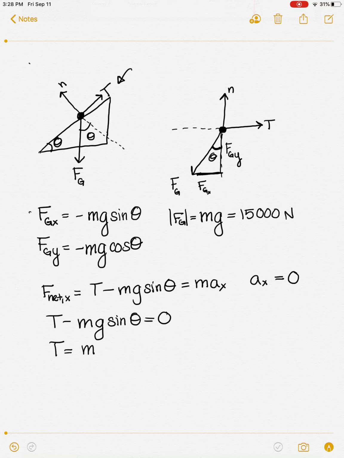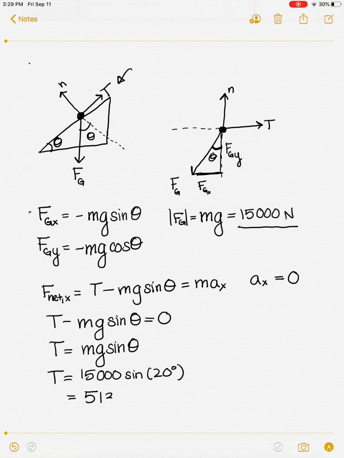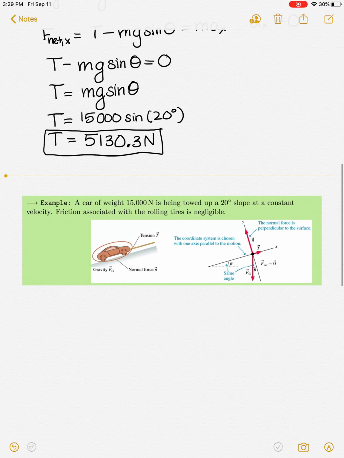So then we have the force due to tension is equal to mg sine theta, where theta is equal to 20 degrees, and mg is equal to 15,000 newtons. So that's going to be 15,000 times sine of 20 degrees. And whenever you plug it into our calculator, we see that we get 5,130.3 newtons. So this is the tension in the rope when we're pulling the car up the incline with a constant velocity.